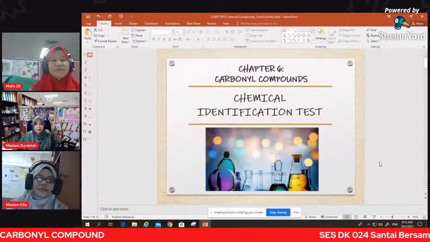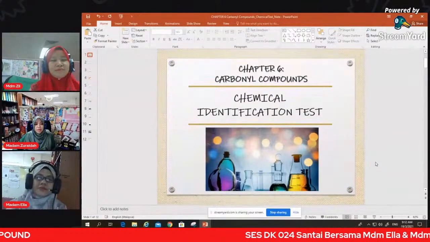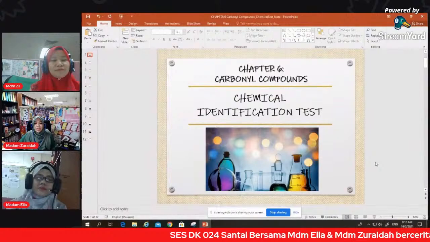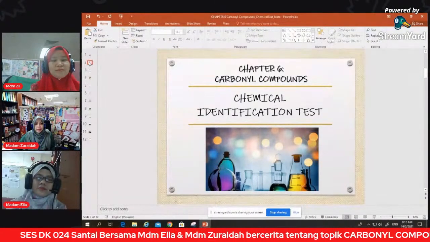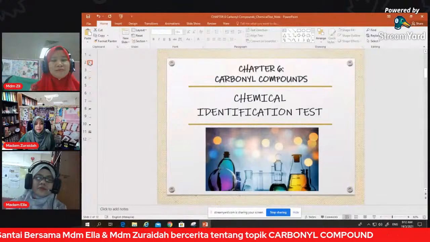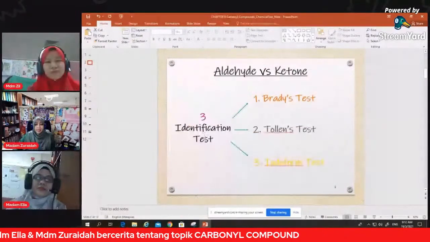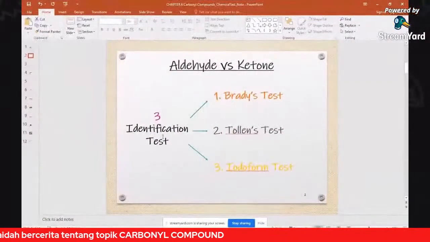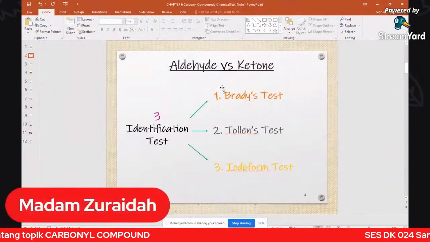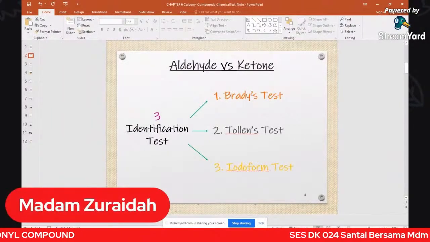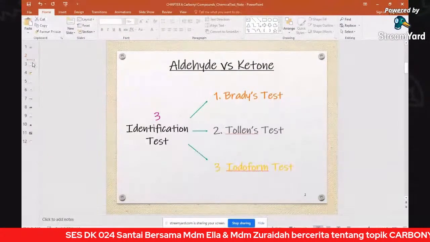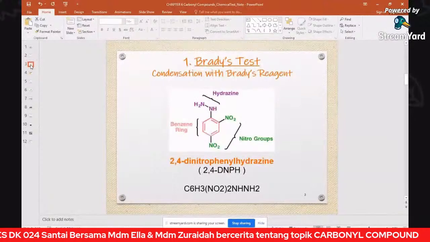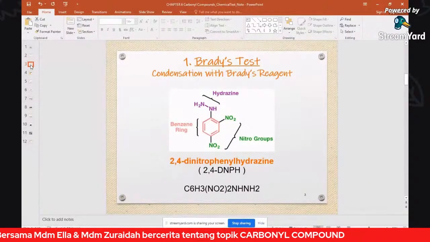Okay, kelas kita sambung untuk last part of chemical reaction, chemical identification test. For chemical identification test of carbonyl compound, kita ada 3 identification test untuk distinguish aldehyde from ketones. Yang pertama chemical test kita adalah Brady test. Number 2, Tollens test. Yang ketiga Iodoform test. Kita pergi kepada chemical test yang pertama, Brady test.